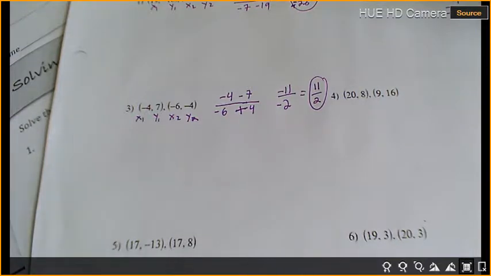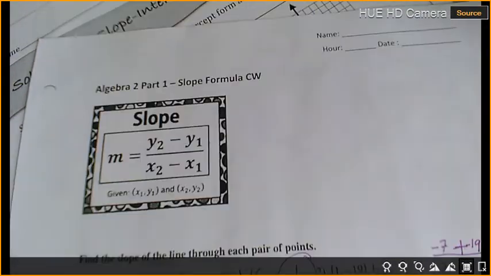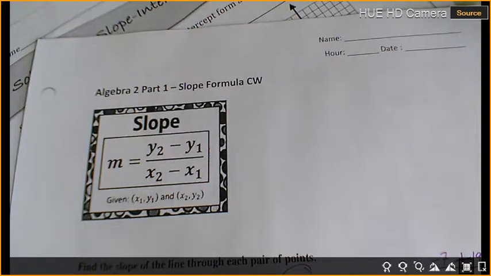Okay. Why don't you guys try number 4 on your own? I'll try number 4 on my own. We'll see if we get the right answer. Okay? I really recommend, until you're really used to this, you label it x1, y1, x2, y2.